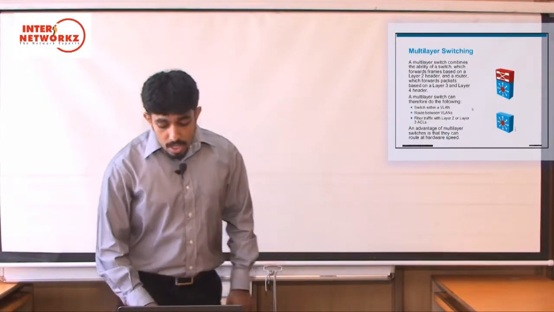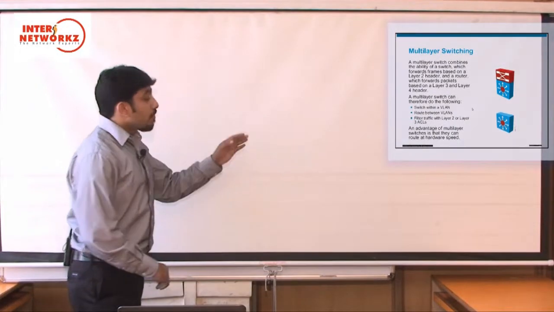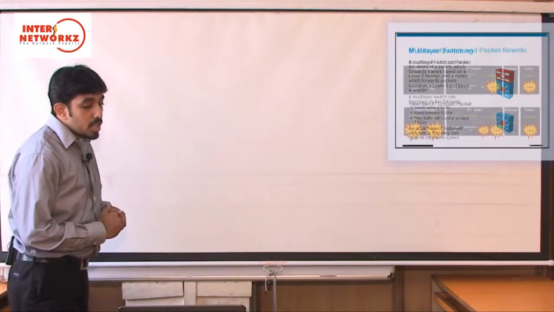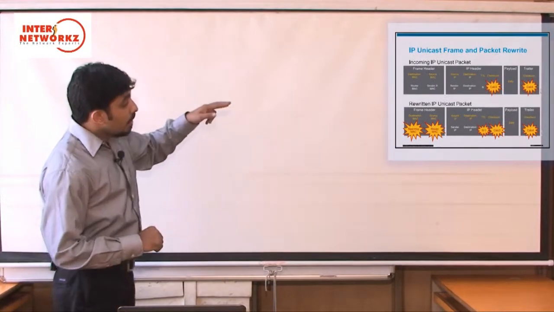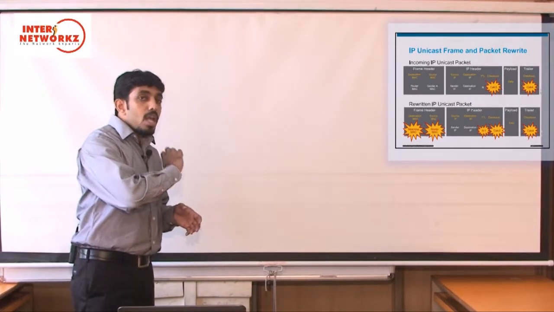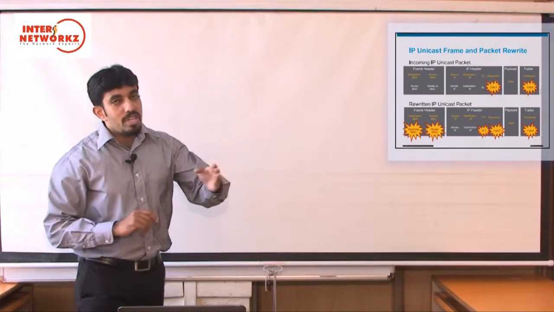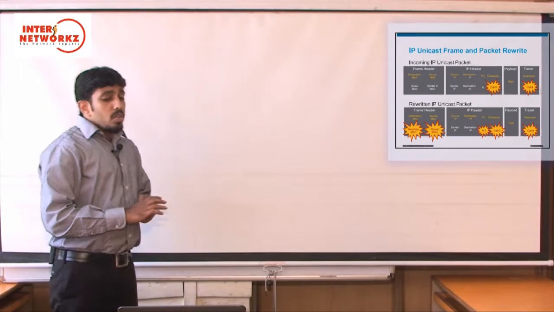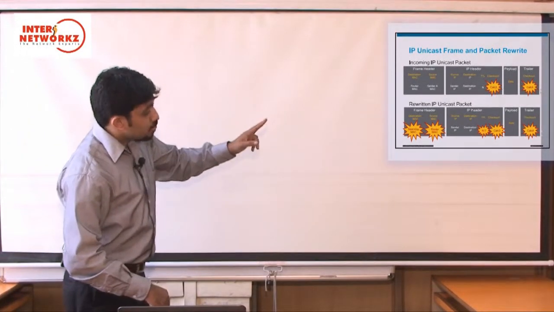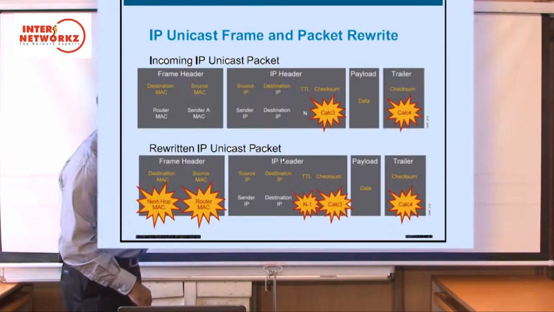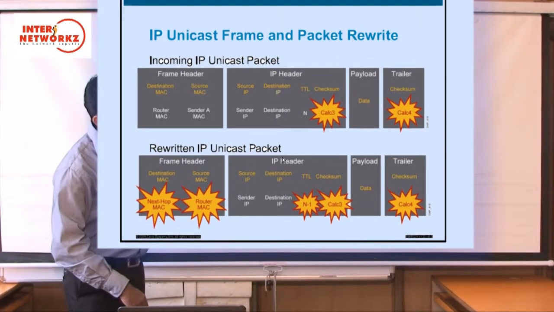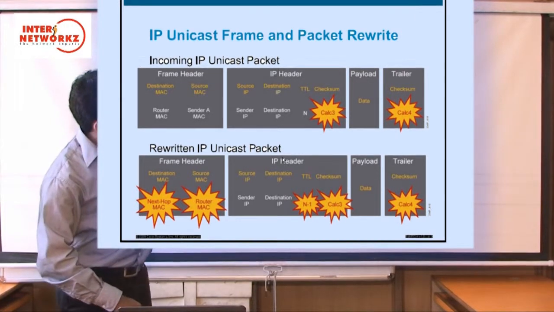So if you see here, you can see the frame structure and the IP header structure, all those things. Now imagine the data is coming from VLAN 10 and the data is going to VLAN 20. So now the data will have a source MAC address, a destination MAC address, the sender's IP address, the receiver's IP address, a TTL value, a frame check sequence and all those things.